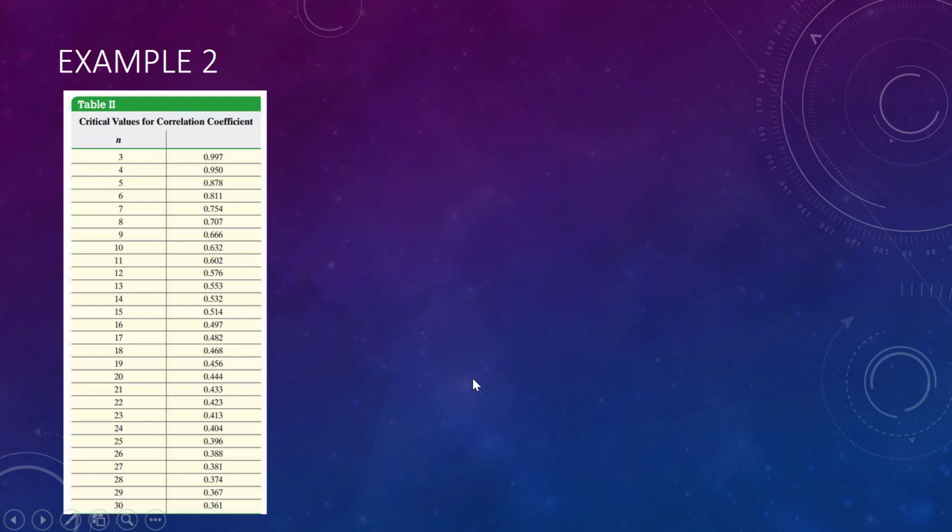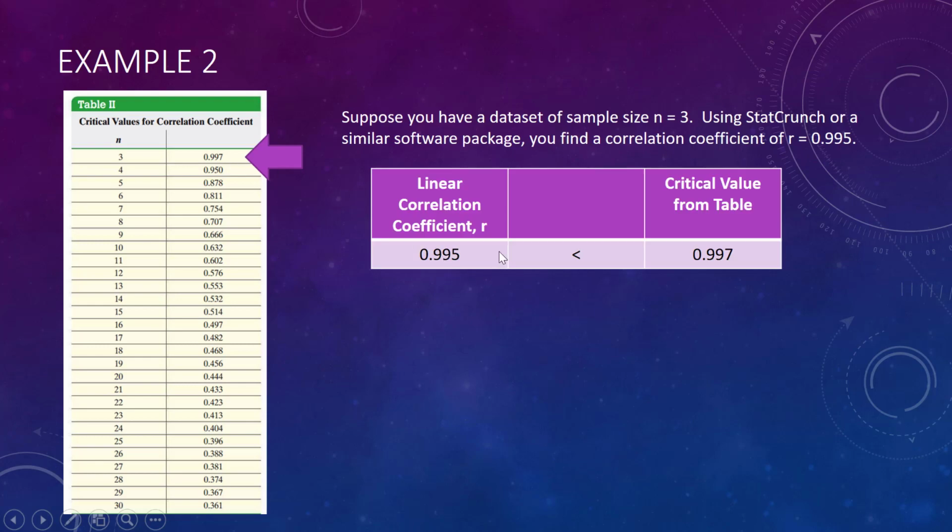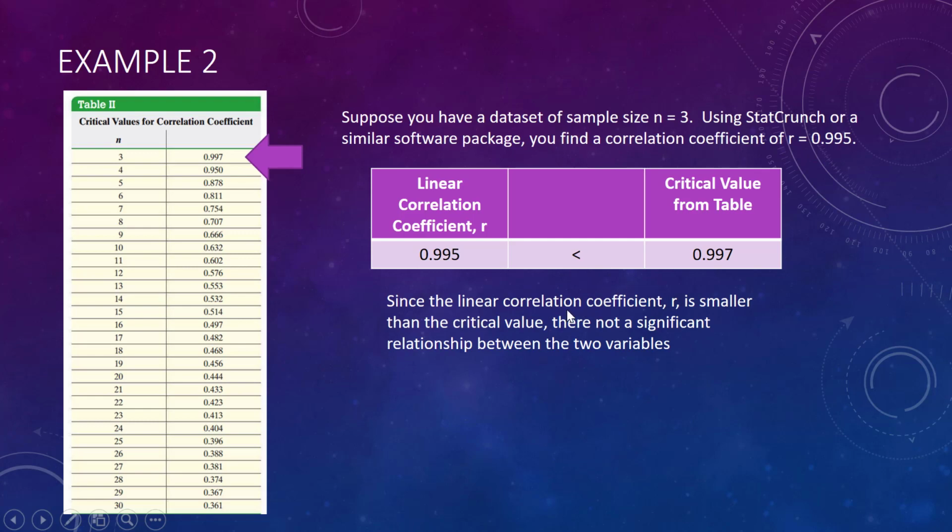Let's do another example. Suppose you have a data set of sample size n equals 3. Using StatCrunch or a similar software package, you find a correlation coefficient of r equals 0.995. Does this represent a significant relationship between the two variables? Well, let's see. Our critical value is 0.997. As you can see, 0.995 is still smaller than the critical value. Therefore, since our linear correlation coefficient is smaller than the critical value, there is not a significant relationship between the variables.